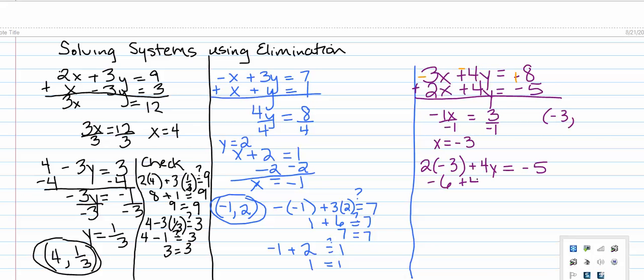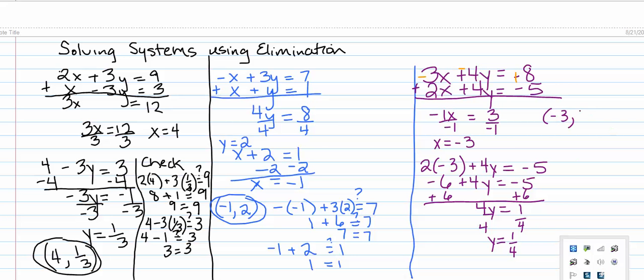Now to get the y alone, I'm going to have to add 6 to both sides. That'll be 0. And this will be just 4y. -5 plus 6 is a positive 1. Divide both sides by 4, and I'm left with y equals 1/4.